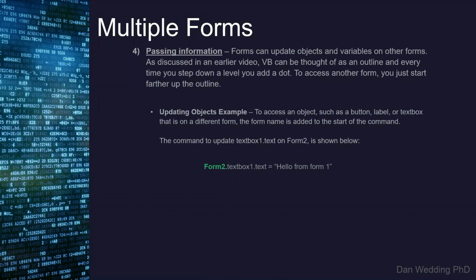Forms can update objects and variables on other forms. As discussed in an earlier video, VB can be thought of as an outline, and every time you step down a level, you add a dot. To access another form, you just have to start further up the outline. To access an object, such as a button, label, or text box that is on a different form, the form name is added to the start of the command. The command to update textbox1.text on form 2 is shown below.